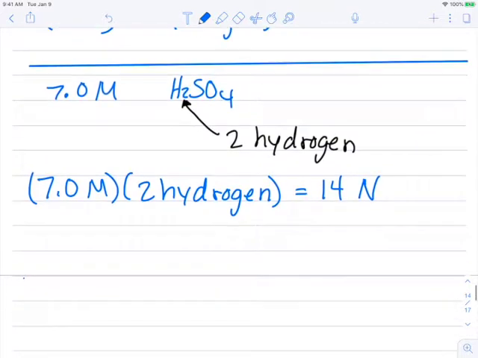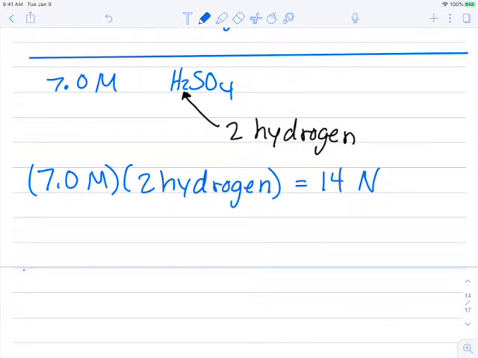Okay, so next up is that sulfuric acid. It has 2 hydrogens. So if it was 7 molar, we would multiply that by 2 to give us 14 normal. Any questions on our acids for converting between molarity and normality? Good question. Yes, we only use it for acids and bases. All right, other questions?